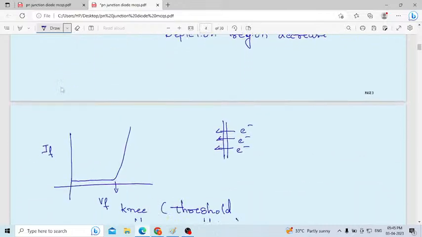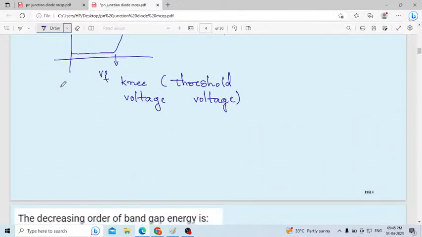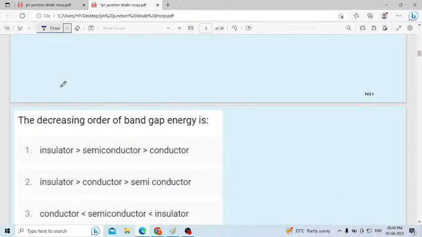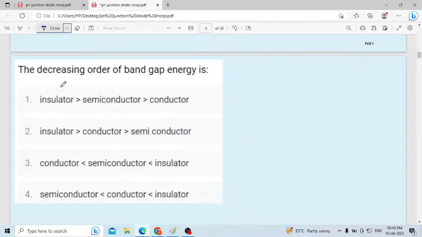Okay, reverse bias will be the reverse of that one, that also you have to know.